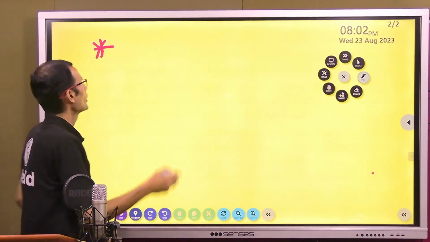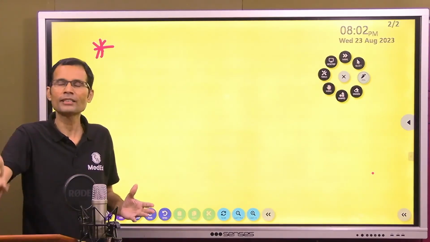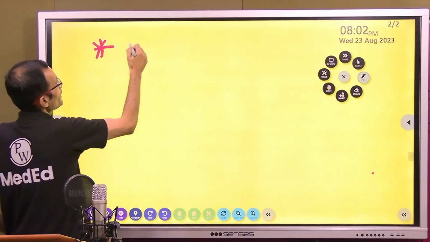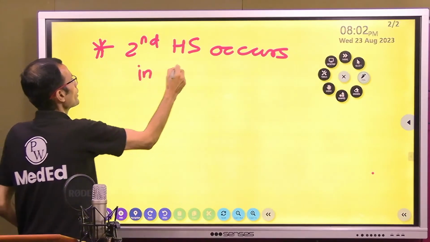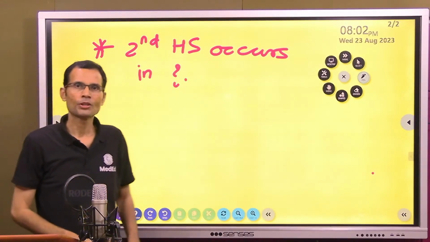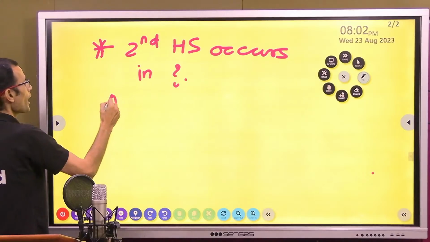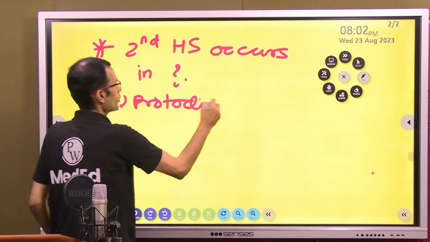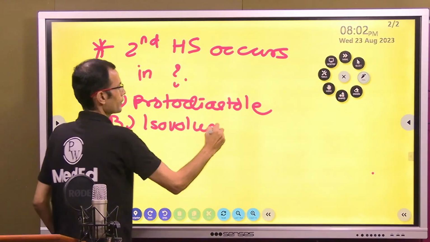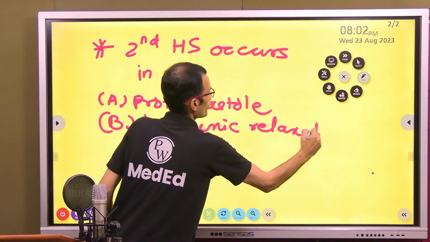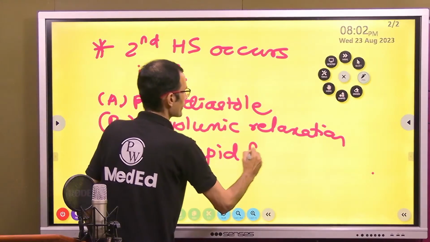Simple MCQ. Which of the following is called the atrial heart sound? It's on the heart sounds. Let me ask another MCQ. Second heart sound occurs in which phase of the cardiac cycle? The options are protodiastole, isovolumic relaxation, first rapid filling, or diastasis.